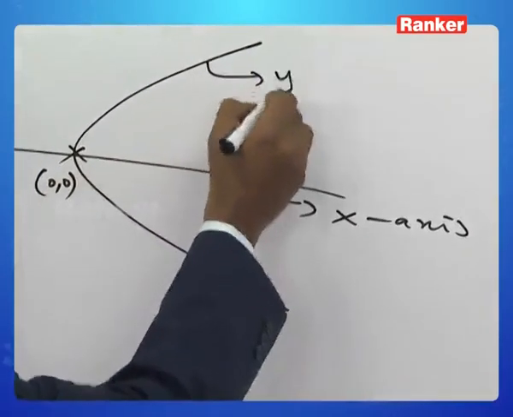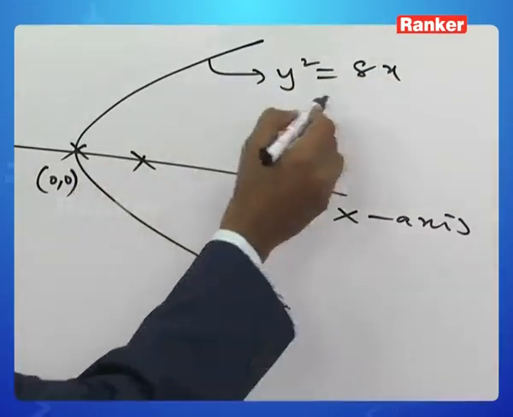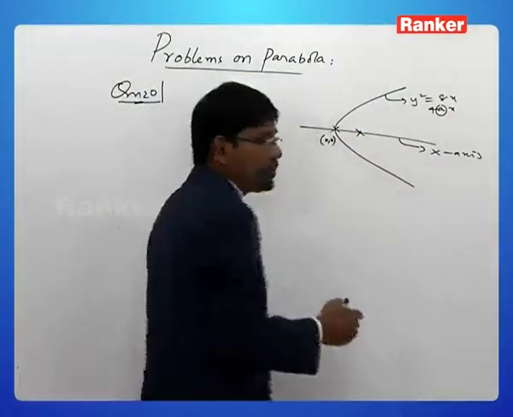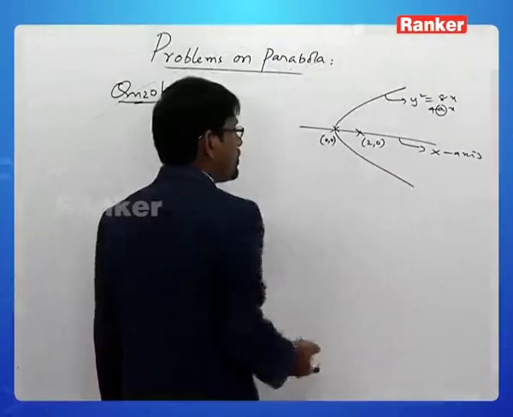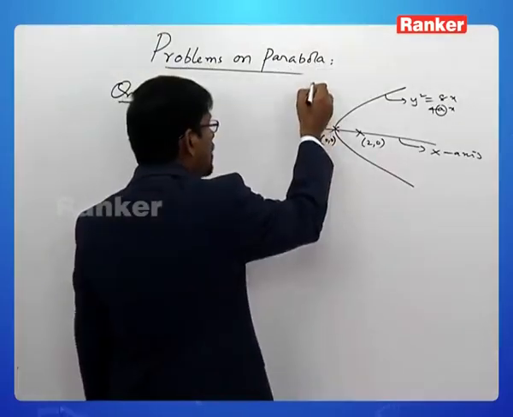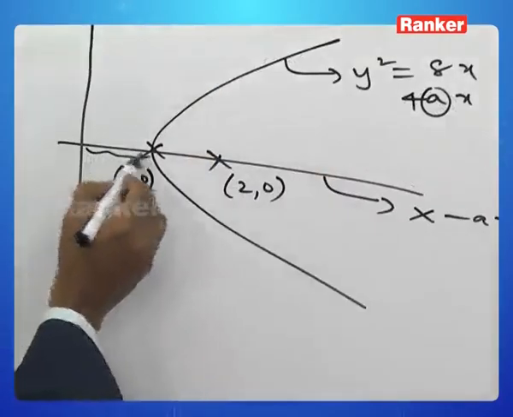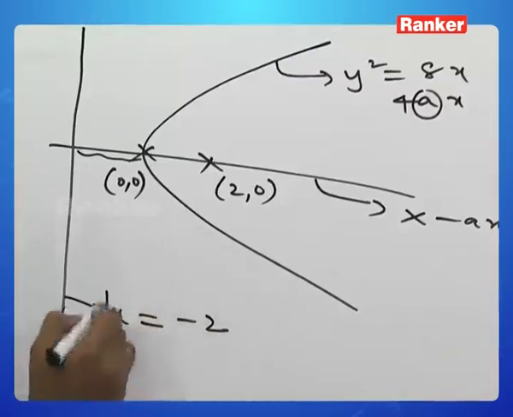y square equal to 8x. Focus will be (2, 0), comparing with 4ax, a is 2, so the focus is (2, 0). The directrix will be 2 units away from here, so I will have the directrix to be x equal to minus 2.